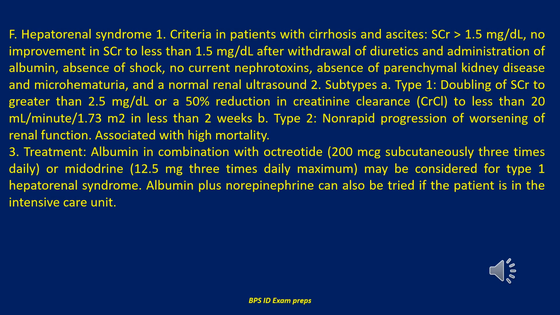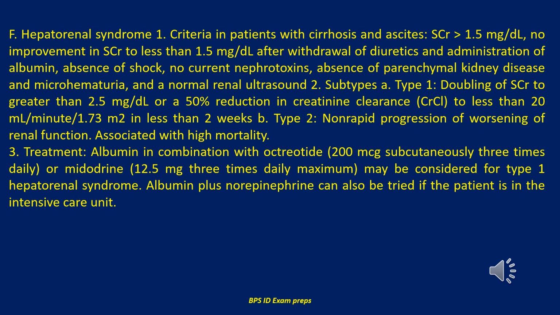2. Regarding the subtypes of hepatorenal syndrome, A. In type 1 there is a doubling of serum creatinine to greater than 2.5 mg per deciliter or a 50% reduction in creatinine clearance to less than 20 ml per minute per 1.73 meters squared in less than 2 weeks. B. Type 2 there is non-rapid progression of worsening of renal function. It is associated with high mortality. 3.